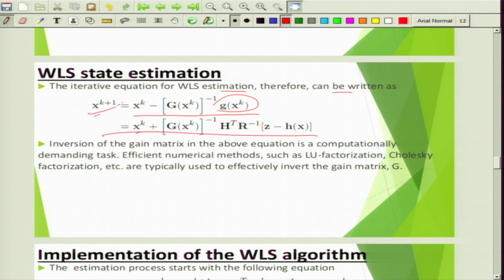But in order to find out the next iteration updated state estimation, this is x of k plus 1, you need to find out G(x_k) inverse. So that is a tedious job basically, finding the gain matrix inverse every time, a computationally demanding task. So efficient numerical methods such as LU factorization, Cholesky factorization etc. are typically used to effectively invert the gain matrix. Some decomposition needs to be done.